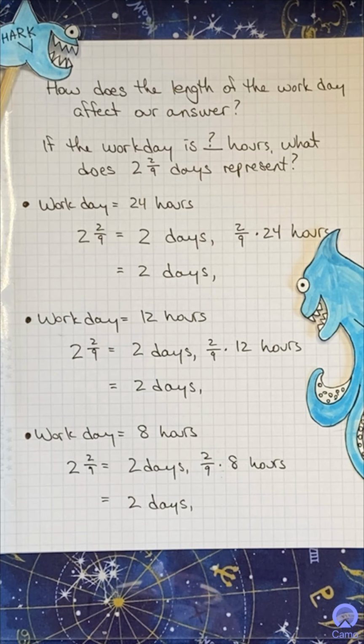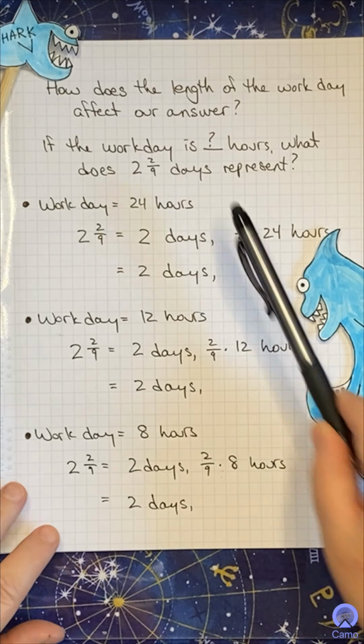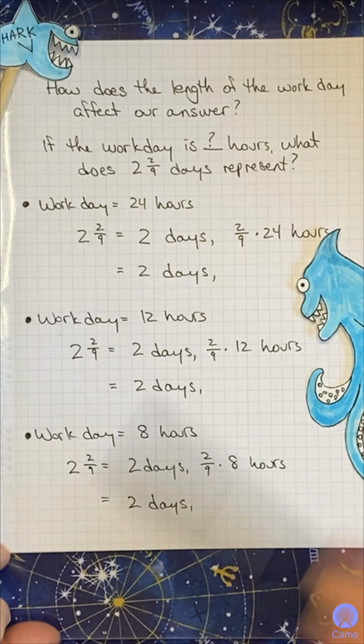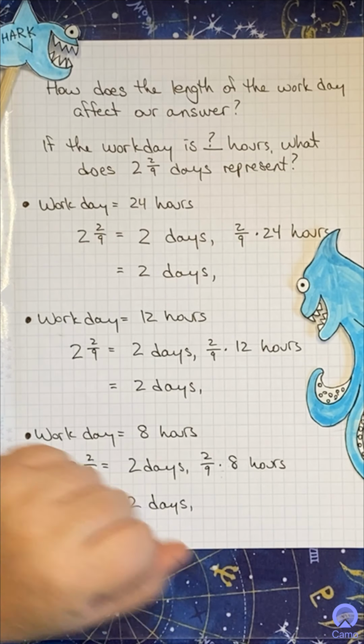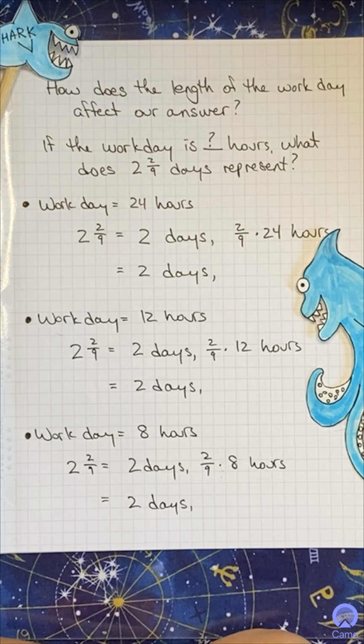So, how does the length of the workday affect our answer? It's a good question. If the workday is some number of hours, what does 2 and 2/9 days represent? So here's what we do. For a lot of people, the assumption is we just assume a day represents 24 hours, because it's simpler. A day officially is 24 hours.